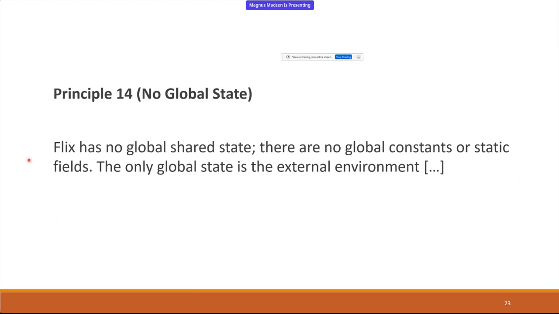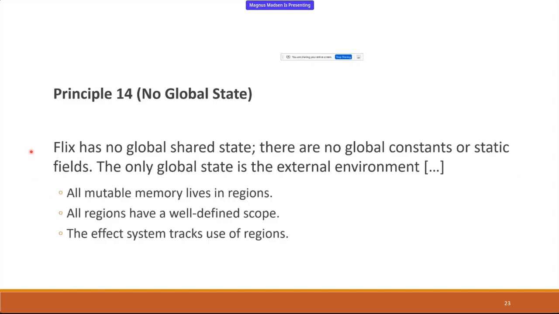Another principle we have is that Flix should have no global shared state. So this just means that there is no global mutable data or anything like that, no static fields. In particular, the way it's enforced is that we have a region-based memory system. So if you want to have mutable memory, you have to put it into regions. And those regions always have an associated scope. And then the effect system will track how these regions are used.